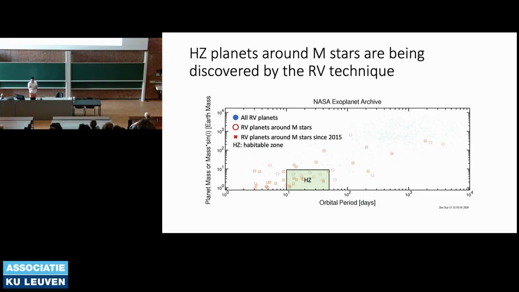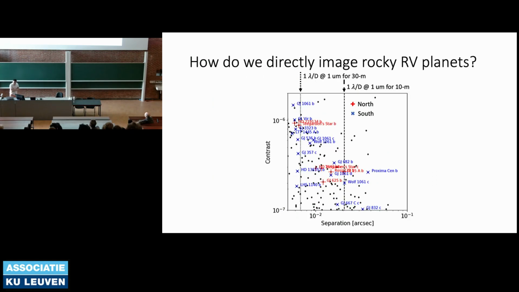And they can also be studied by direct imaging, and I'll explain why in the next slide. So how do we directly study or image those rocky planets in the habitable zone? Here I plot in different dimensions. On the y-axis, you can see it's the contrast. Contrast is defined by the flux ratio between the planet and the star. And 10 to the minus 6 means that the planet is 1,000,000 times fainter than the host star, and 10 to the minus 7 means the planet is 10 million times fainter than the host star.